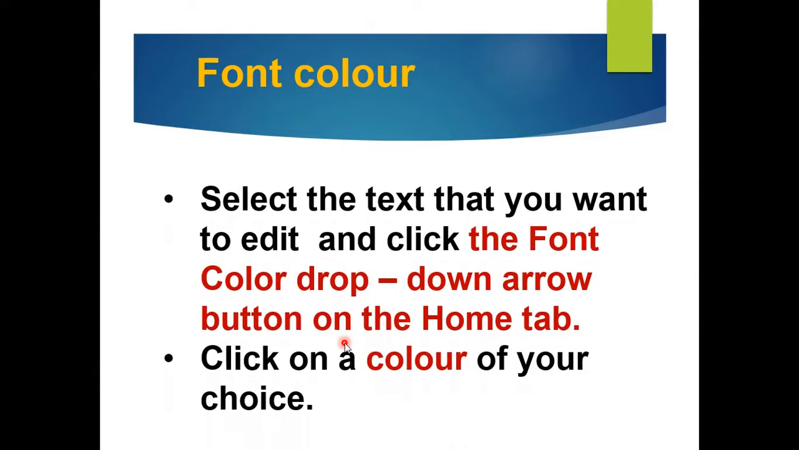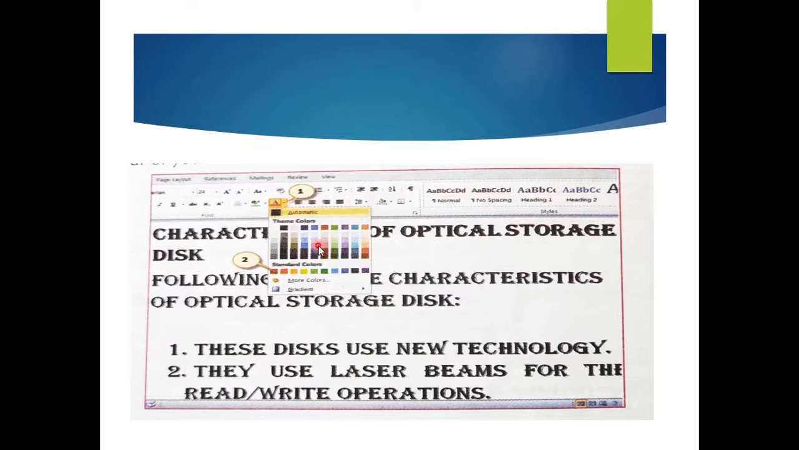Now about font color. We can change the color of the font in the text. Okay, how? Select the text that you want to edit and click the same thing, the font color drop down arrow button on the home tab. So there you can see the font color drop down arrow button on the home tab. Just click that, and there you just click on a color of your choice. So which color you want, according to your need, you can select the color and change it. So here you can see this is called color.